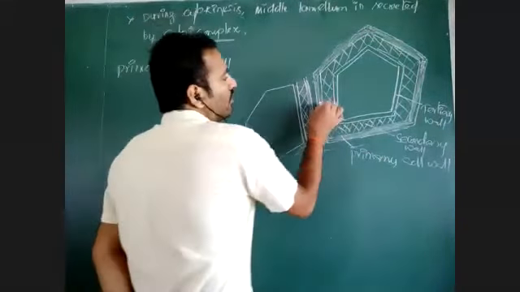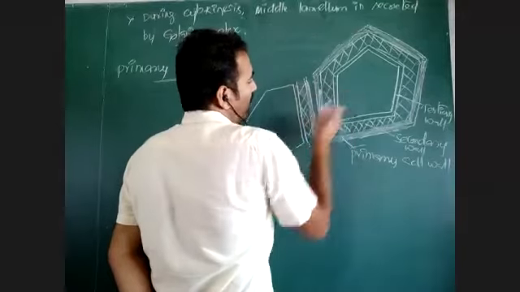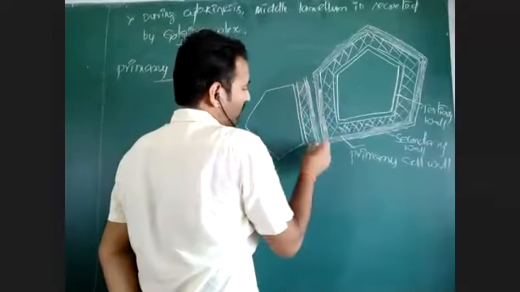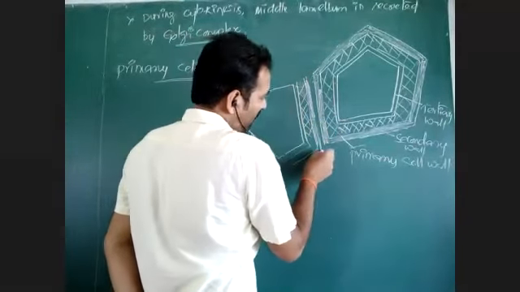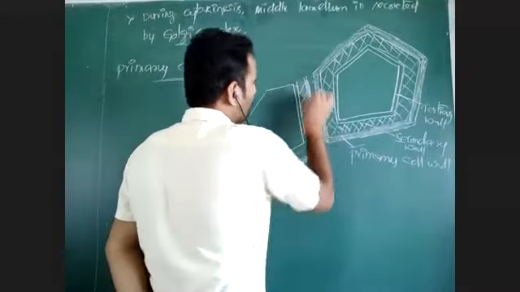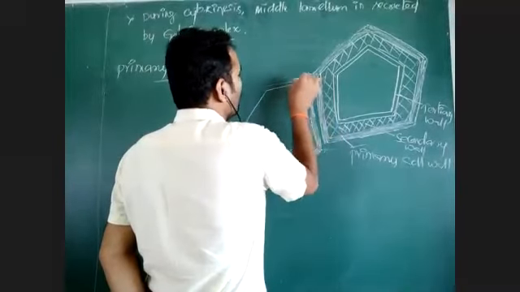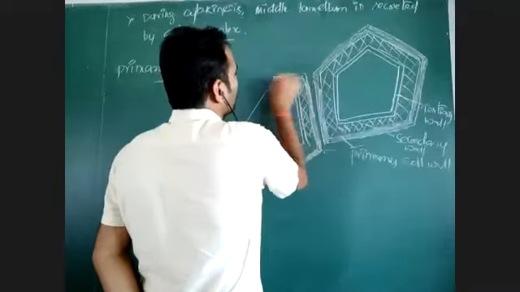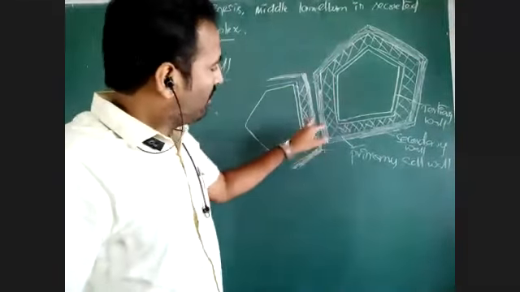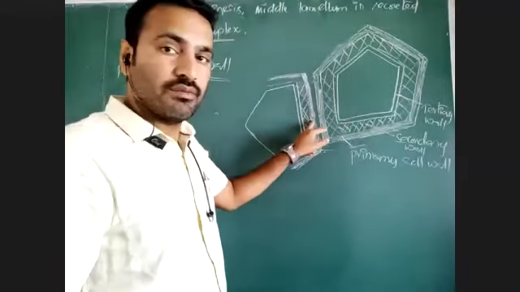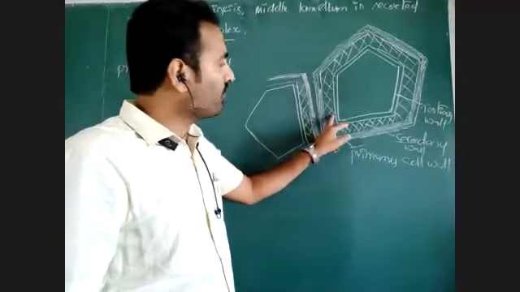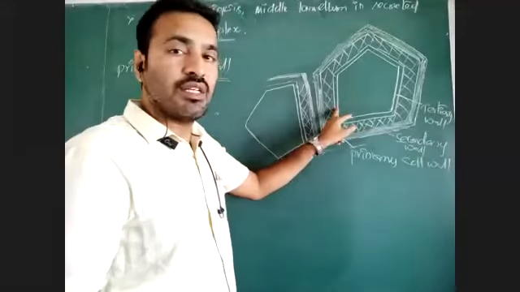See here, this is the primary wall of this cell. This is the primary layer of this cell. This is the secondary layer of this cell. This is the secondary cell wall of this cell. Inside that there is the presence of the tertiary wall.